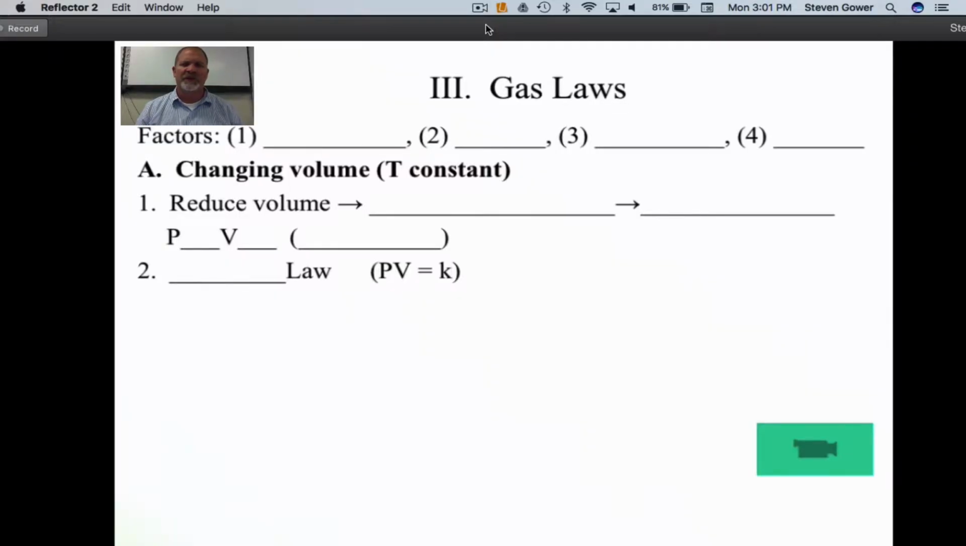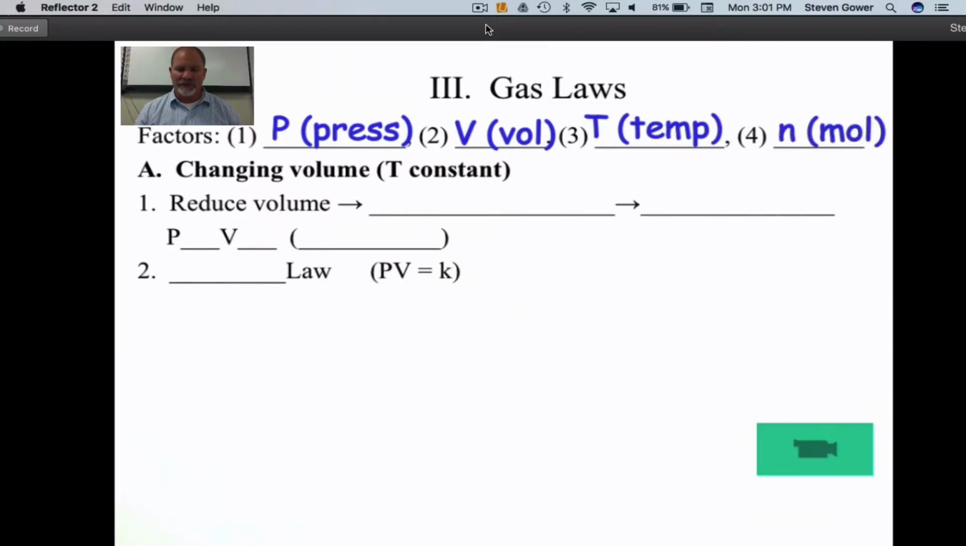Now we're moving into our first four gas laws. For the first four gas laws, we're going to focus on these three variables: pressure, volume, temperature. The last one we're going to focus on is the mole, but at this point in time, we're not dealing with the mole just yet.